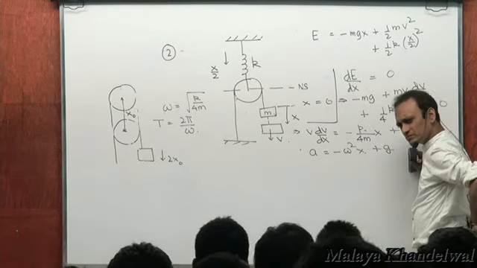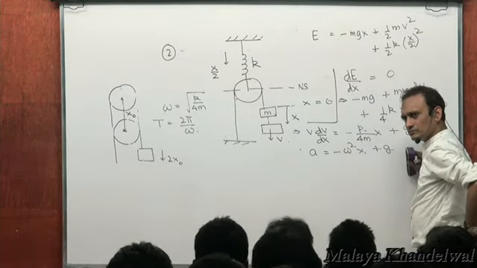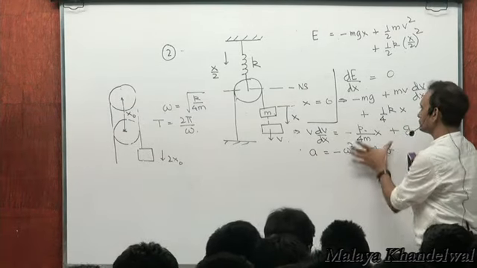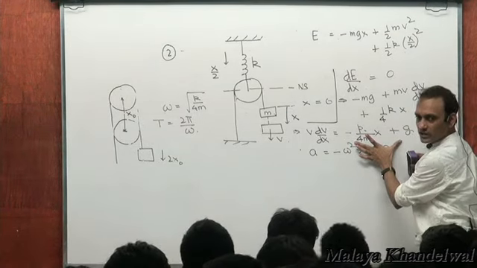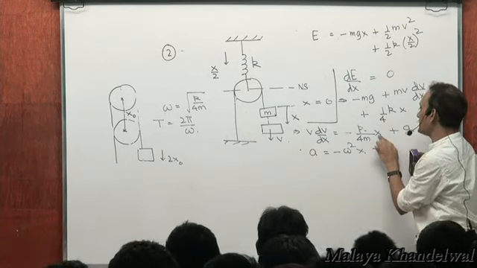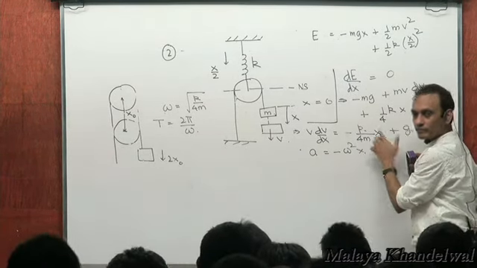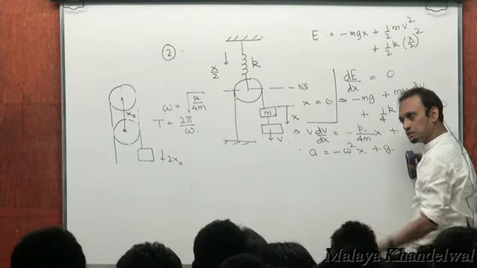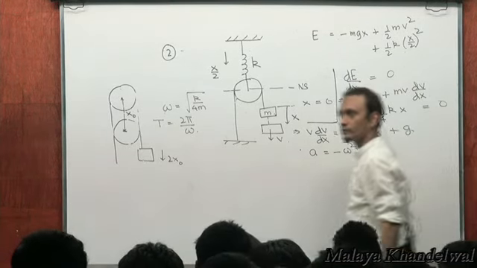Isn't it? So what will be the equilibrium position? One for which a becomes 0. See, this will become 0 at x equal to 4 mg by k. That's the equilibrium position, isn't it? Is that okay?